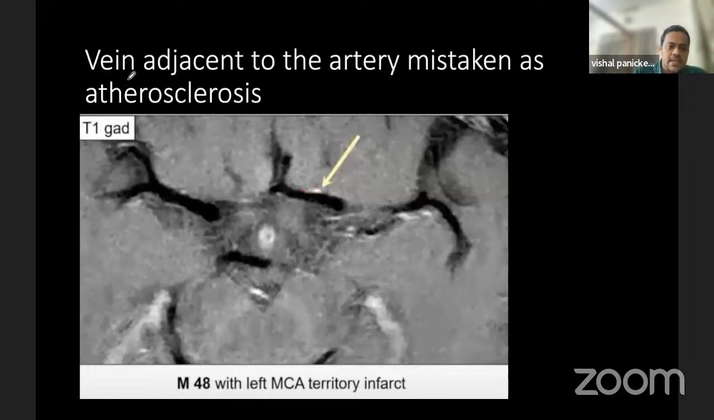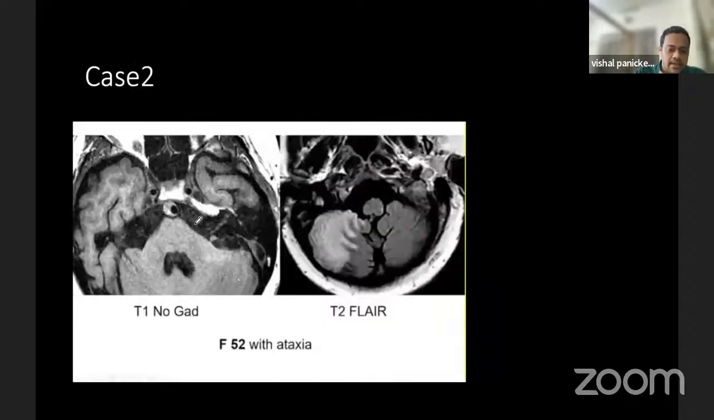Actually, it is a vein adjacent to the artery mistaken as atherosclerosis. So we need multiple plane imaging and characterization of the vessel wall to make a correct diagnosis. This is a second case, a 52-year-old female with ataxia showing a right cerebellar infarct, and this is vessel wall imaging.